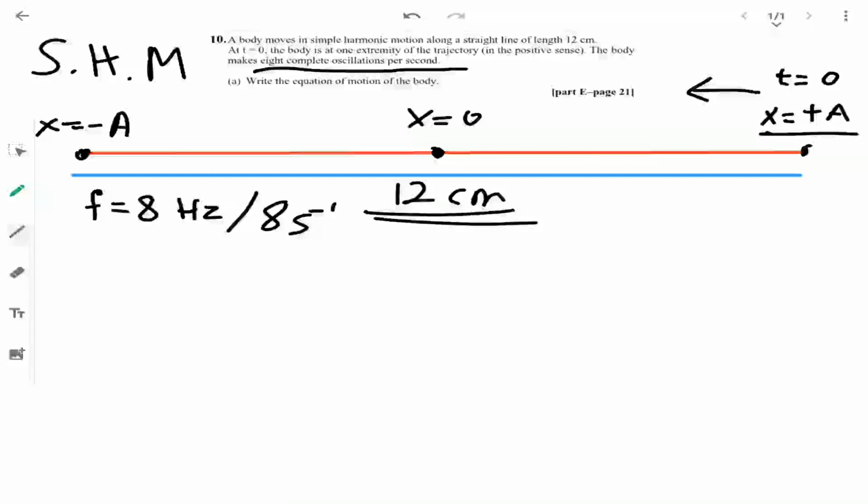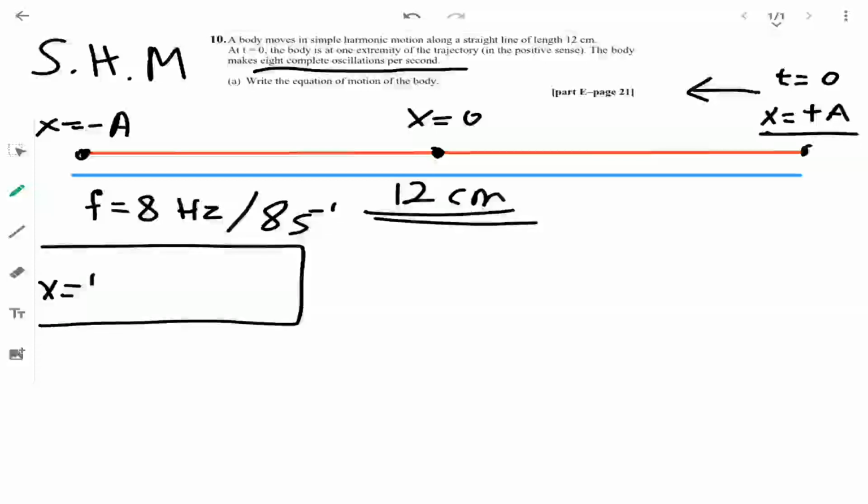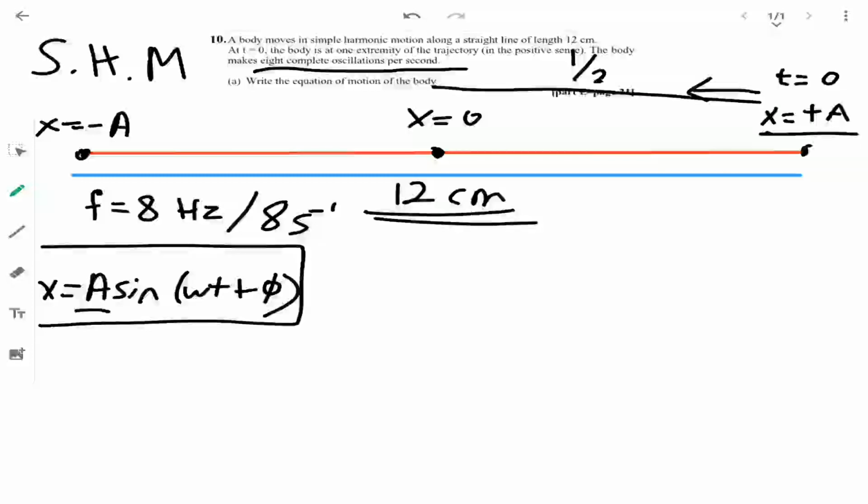As we all know, x equals A sine omega t plus phi. Well, we can get A very easily. We know that 12 is the whole length, and we know that this whole segment is half of the length. So instantly we know that A is equal to 12 over 2, which is 6 centimeters. So we already have one part of the equation solved.